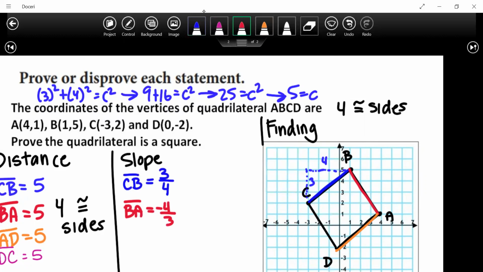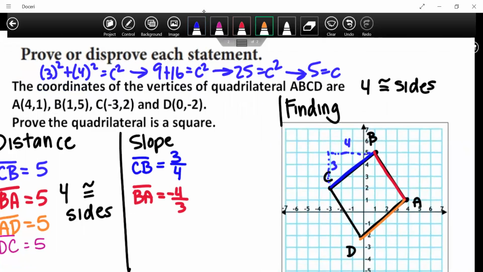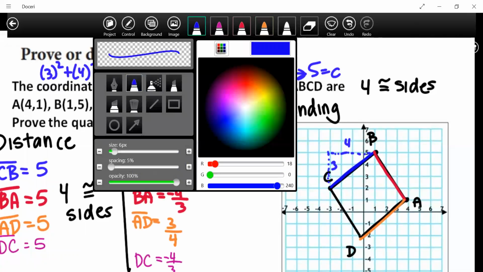And then we want to do AD. AD is going what? 3 over 4? Yes, DC is 3 over 4. DC, right? Is negative 4 over 3. Okay, just to help you understand what I'm writing out here, I want to be able to see what pairs we're going to look at.